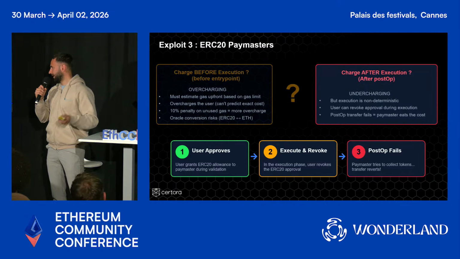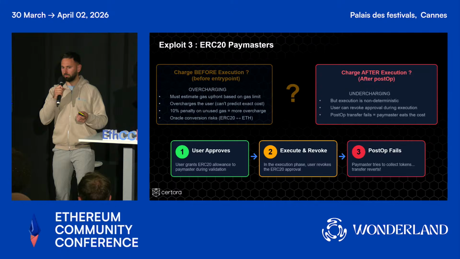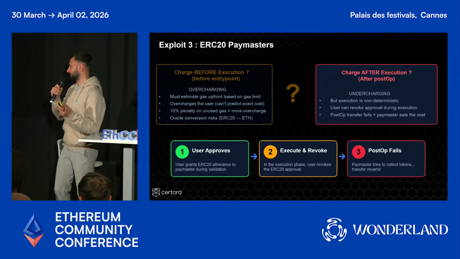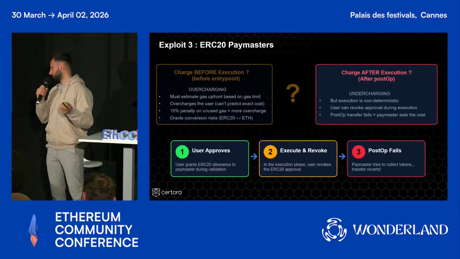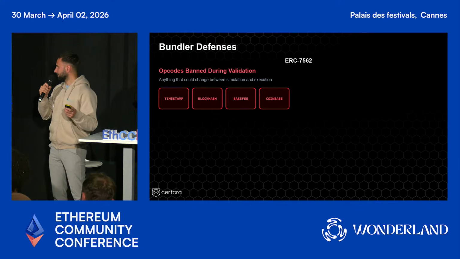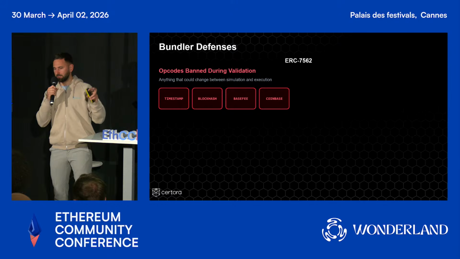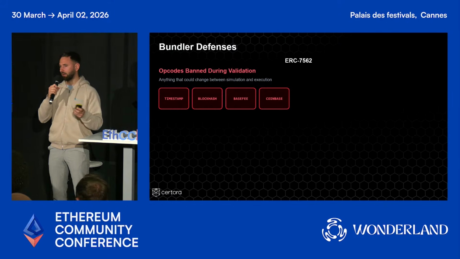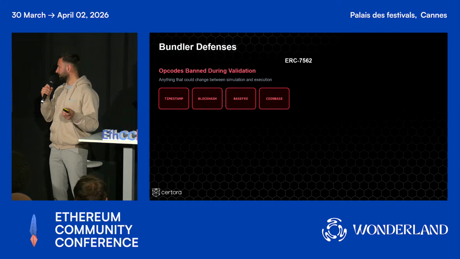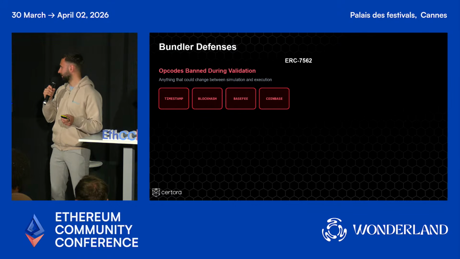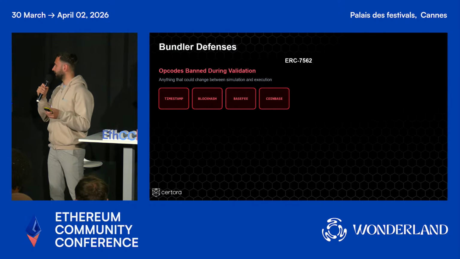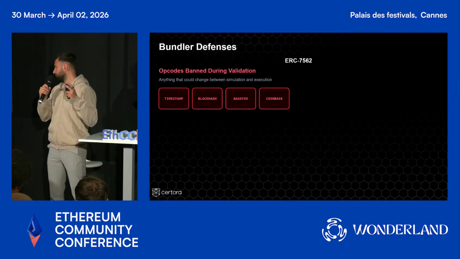So yeah, golden rule: still pre-collect the maximum fund possible before, and if there is excess, you refund the user. It's easy. About that, there is an ERC that tries to mitigate the simulation-execution gap we have in 4337. This is ERC 7562. This ERC basically does two things.